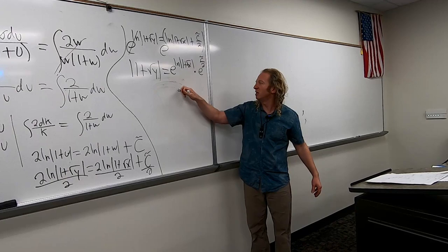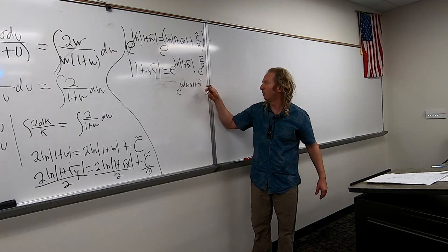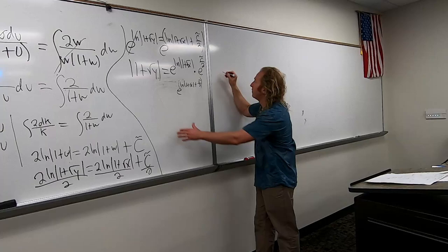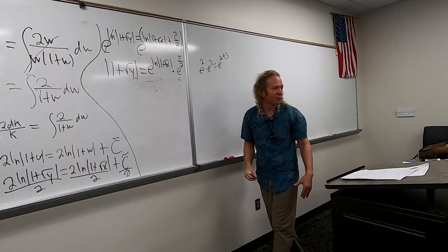I'll do it again. I'm going to erase this, but I'll write it. Plus c tilde over 2. Right? It becomes this when you go from here to here, which is going backwards. It's like if you had e squared times e cubed, it'd be e to the 2 plus 3, which is 5, e to the 5. Right? You add the exponents.